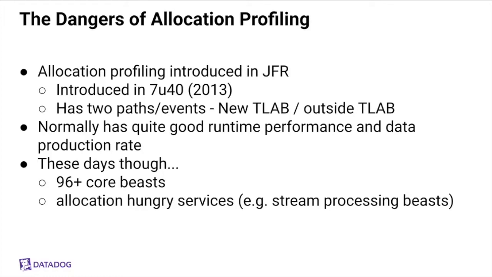Okay, so a little bit later is now. Allocation profiling was introduced in JFR quite some time ago, in 7u40, when it was still JDK Flight Recorder. And to not have too severe performance implications and to not emit too many events, it uses two paths through the allocation profiler that aren't hit all the time. One of them is when a new thread local allocation buffer is retired, and the other one is when we need to directly allocate something outside of the TLAB, for example, when we directly allocate some big object on the heap.